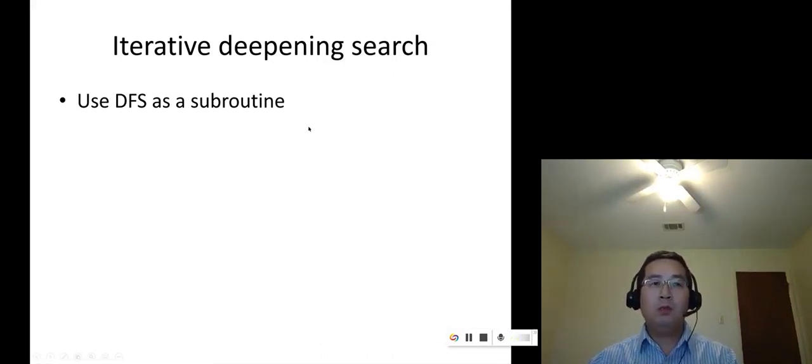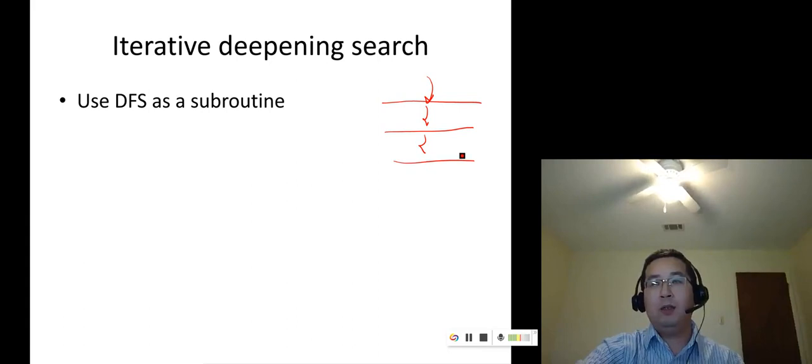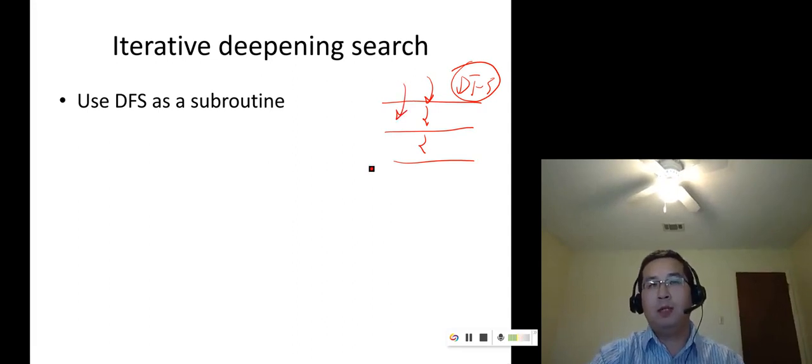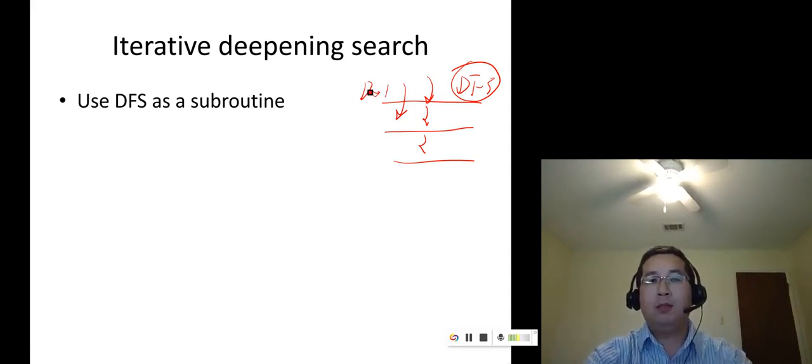Okay. So we develop an algorithm called IDS, iterative deepening search. Iterative deepening means we want to do the search deeper and deeper. But each time we set a limit, and within this limit we use the DFS. If we cannot find the goal, then we deepen the depth of the search. For example, first depth equal to 1, second depth equal to 2, and so on and so forth, till we find the answer.